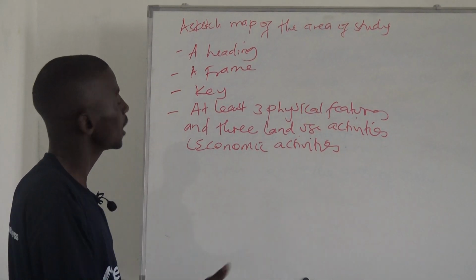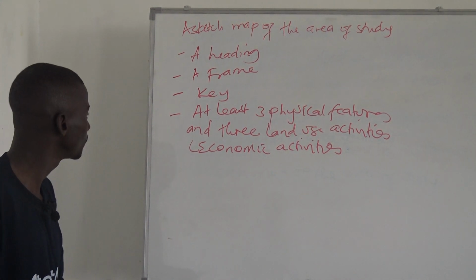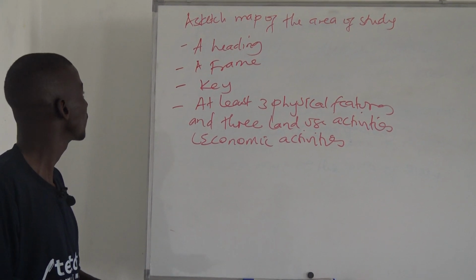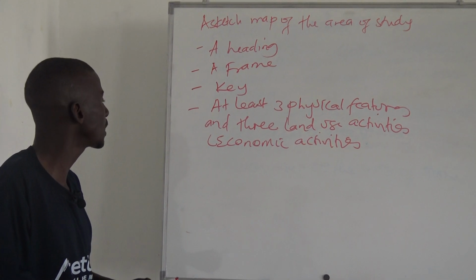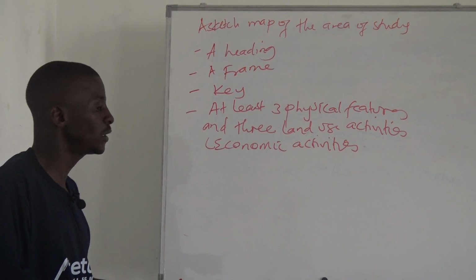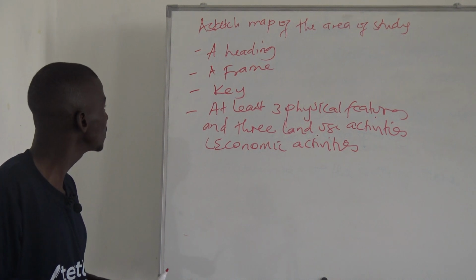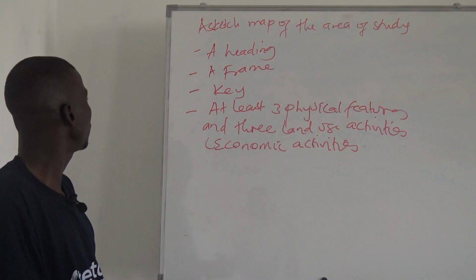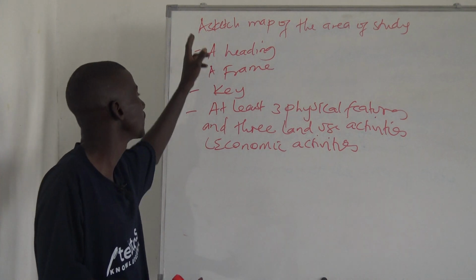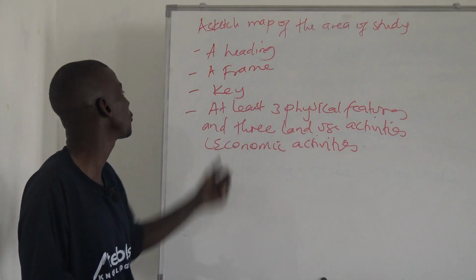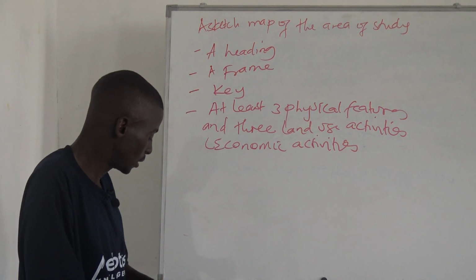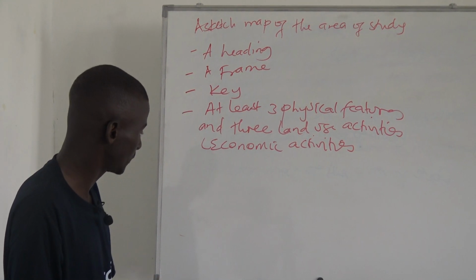And that's when you mark yourself either correct or wrong, depending on the number of marks the sketch map is carrying. The sketch will always carry between 7 to 10 marks, and make sure you at least mark yourself. Ask yourself, do I have a heading? Any sketch map without a heading will be wrong. Is there a frame? Is there a key? And all the rest of the things.